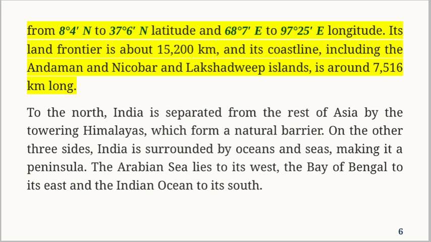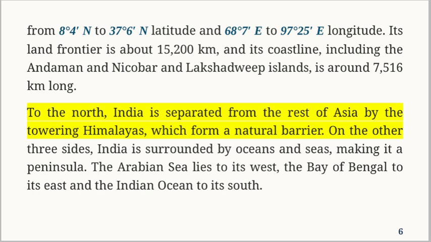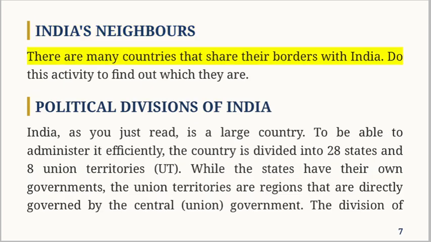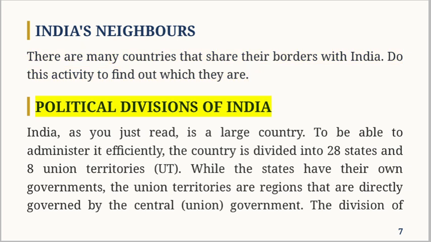7,516 kilometers long. To the north, India is separated from the rest of Asia by the towering Himalayas, which form a natural barrier. On the other three sides, India is surrounded by oceans and seas, making it a peninsula. The Arabian Sea lies to its west, the Bay of Bengal to its east, and the Indian Ocean to its south. India's neighbors. There are many countries that share their borders with India. Do this activity to find out which they are.